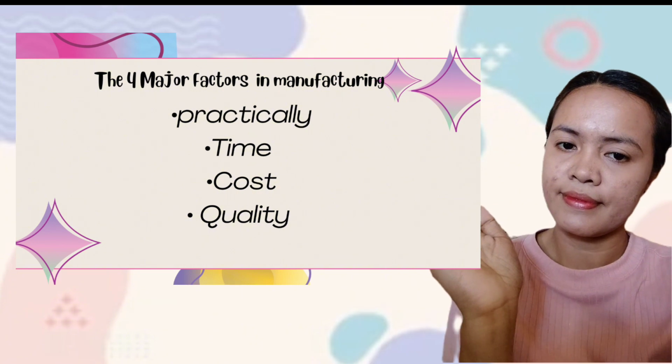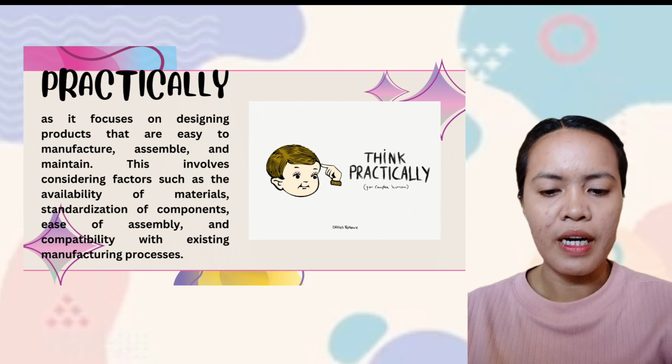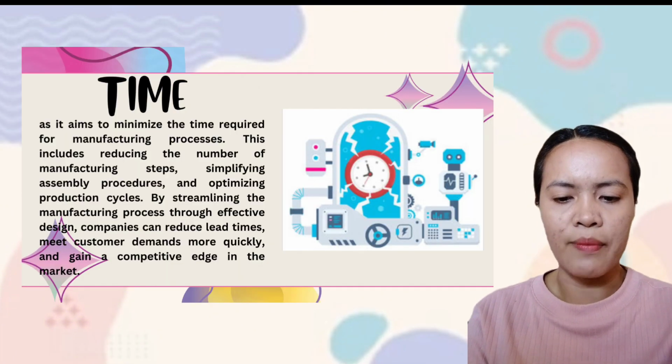There are 4 major factors in manufacturing. 1. Practicality, as it focuses on designing products that are easy to manufacture, assemble, and maintain. This involves considering factors such as availability of materials, standardization of components, ease of assembly, and compatibility with existing manufacturing processes. 2. Time. It aims to minimize the time required for the manufacturing processes. This includes reducing the number of manufacturing steps, simplifying the procedures, and optimizing production cycles.